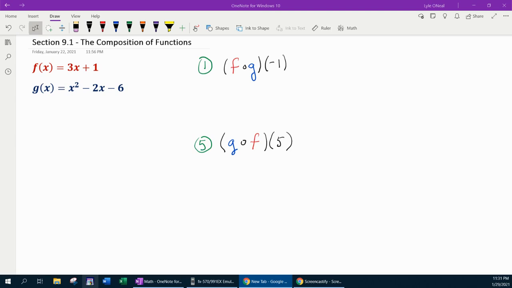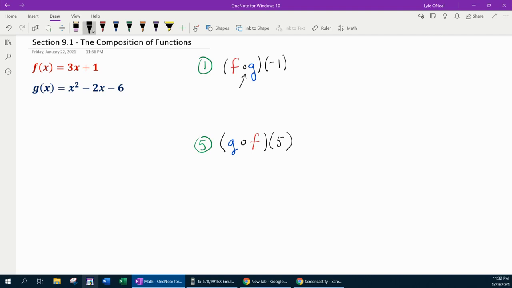Let's get down to the examples. First of all, we have f of x given to us. The function f of x here is 3x plus 1. We also have function g of x given to us. This is a quadratic function, x squared minus 2x minus 6. And for the first example, they're going to want us to find f circle g of negative 1.